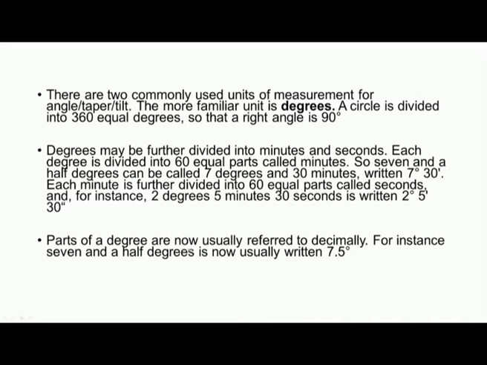Now, parts of a degree are usually referred to decimally. For instance, 7½ degrees is now usually written as 7.5 degrees. So, this indicates that it is 7 degrees 30 minutes.